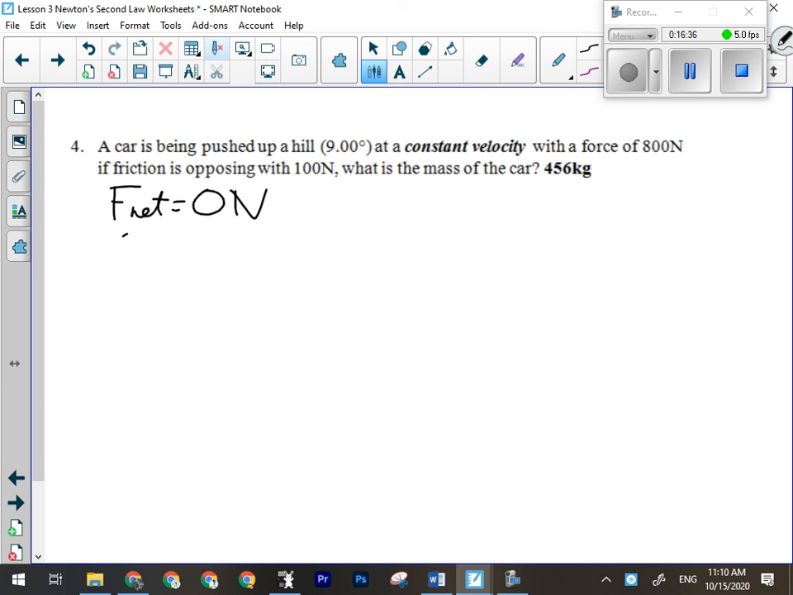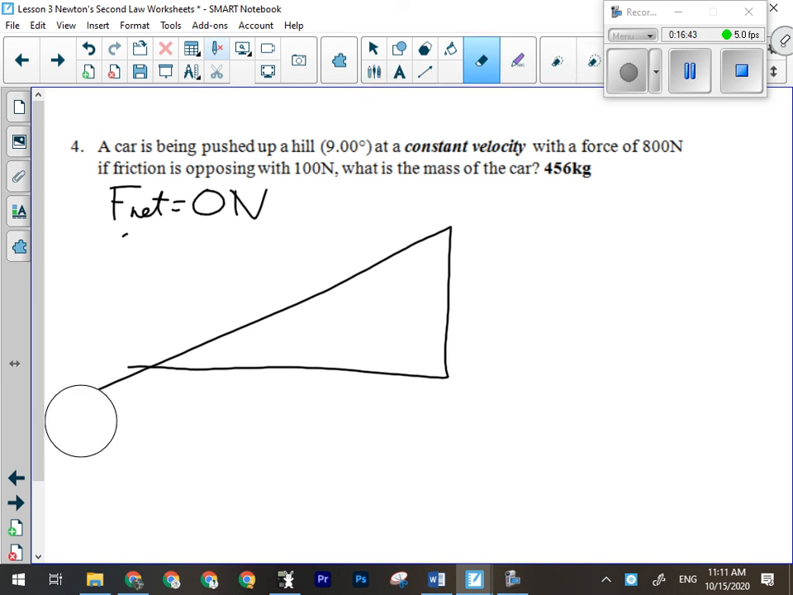So it's being pushed up a hill. Not a very steep hill. A 9-degree hill, so it's not very steep. I'm looking for the mass. But it's being pushed at a constant velocity. Now I know that friction is opposing with 100 newtons. Since it's going up the hill, friction must be down the hill, and the force up the hill is 800 newtons.